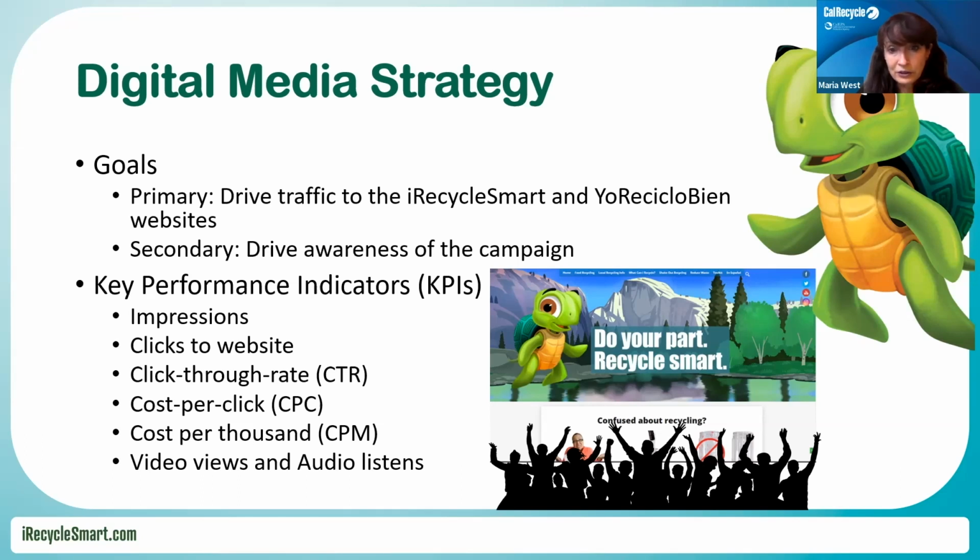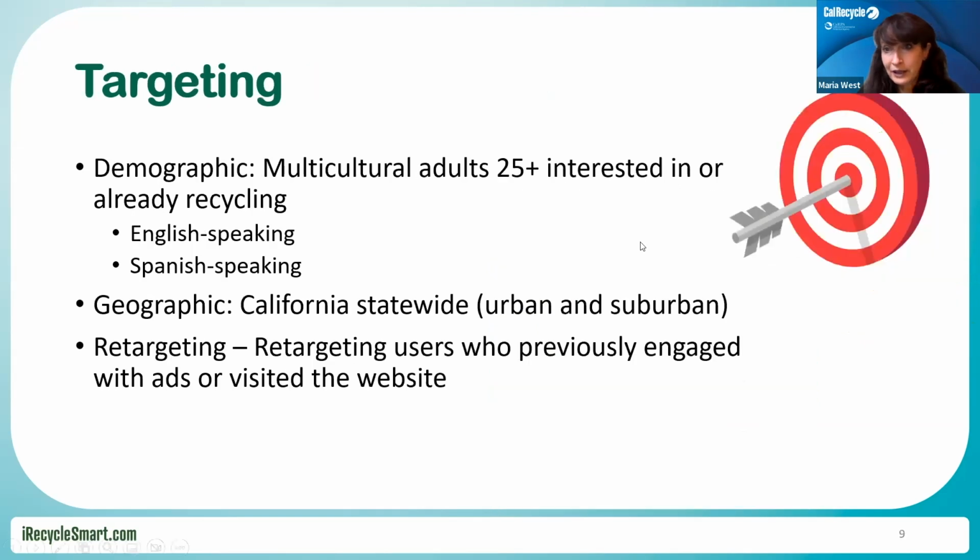And this is just the audience for our digital campaign, visualized. So we were targeting multicultural adults. California is a very diverse landscape, and we were targeting people over 25, I know at least over 18, and both English speaking and Spanish speaking. There are many different people, and we know that there are many other languages spoken in California.